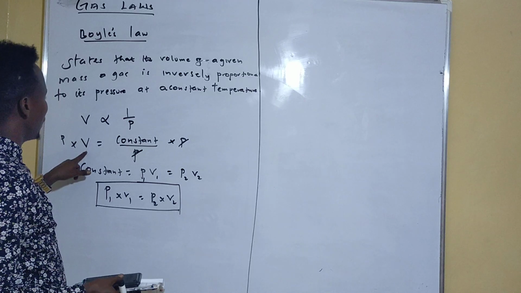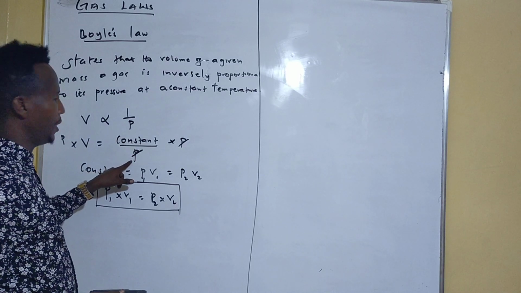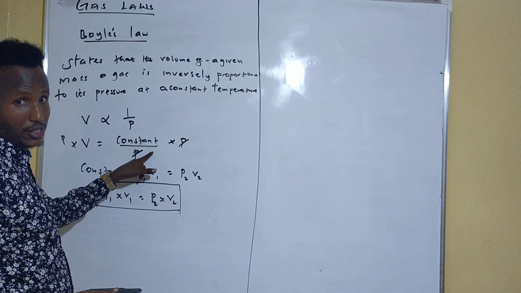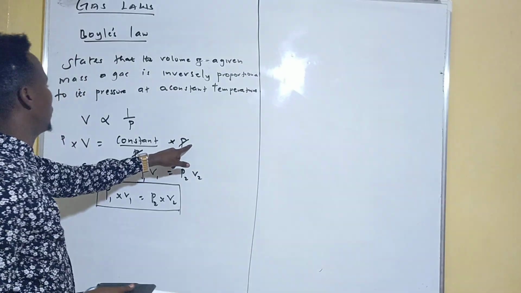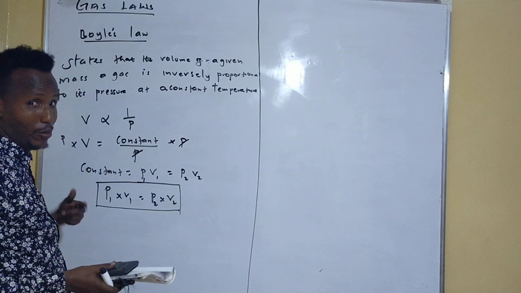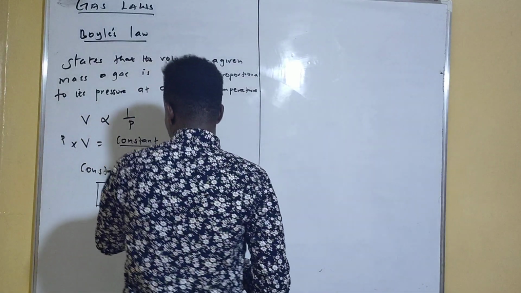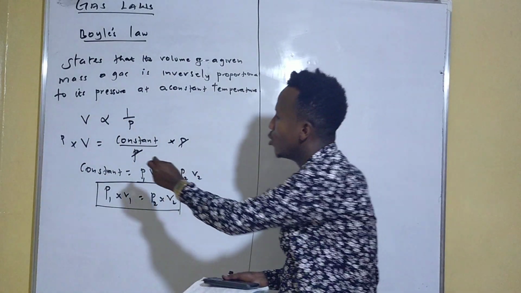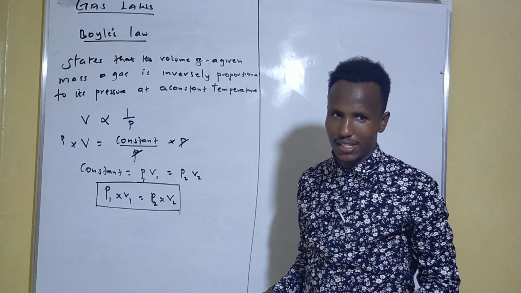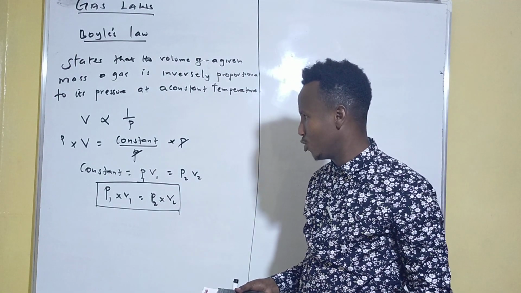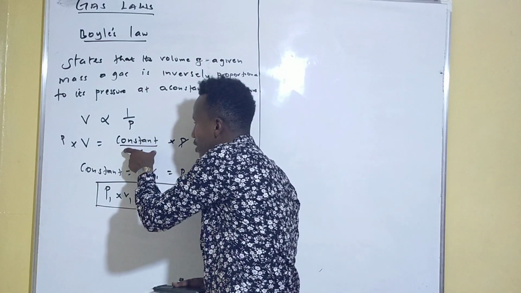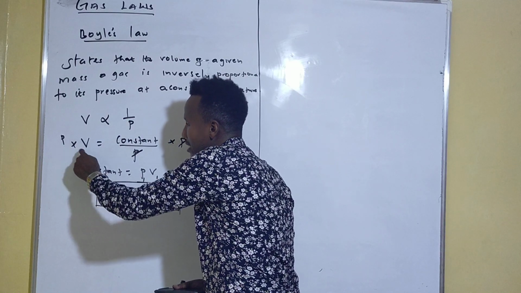So we are going to say V is equal to constant divided by P. Then to make constant the subject of the formula, we multiply by P times V. You must know mathematics, of course. You must have some concept of mathematics. Then these two will cancel. Why? Because they are on the same side of the equal sign. That's according to mathematics concepts. Then we are left with constant is equal to pressure times volume.